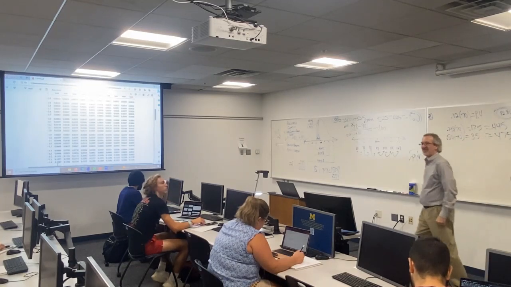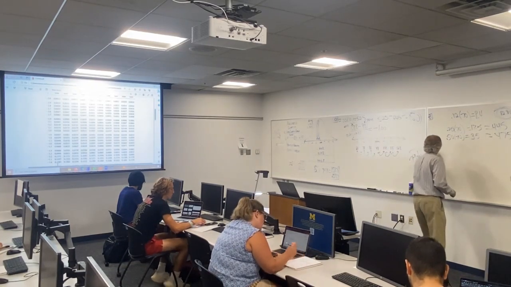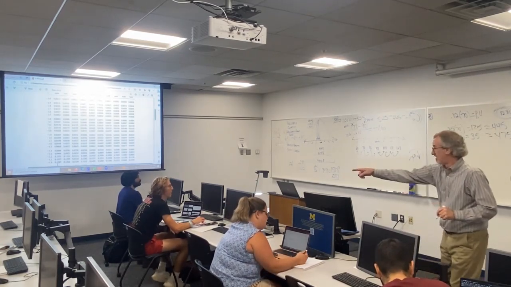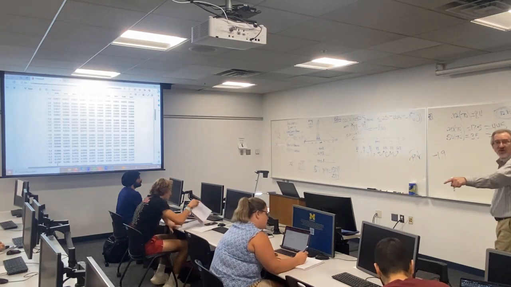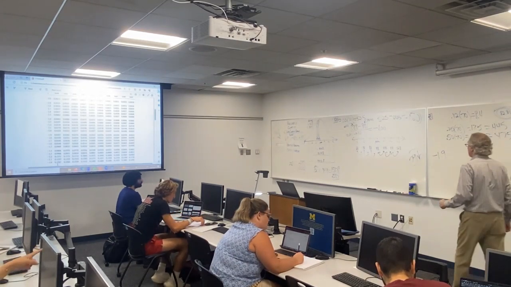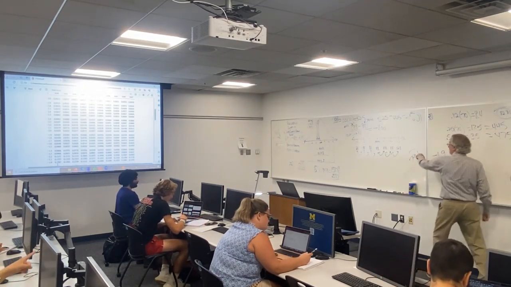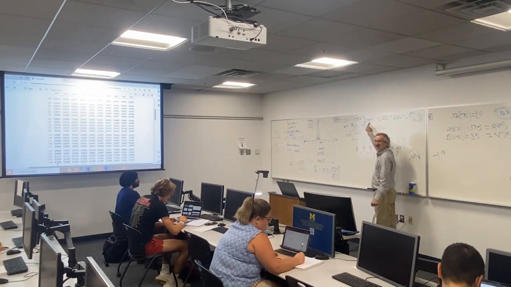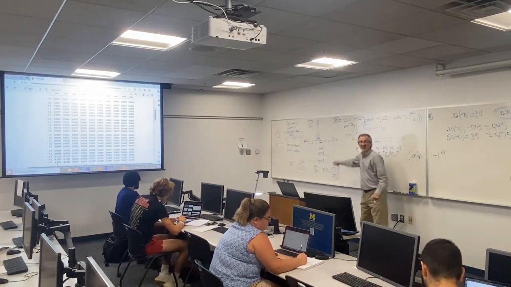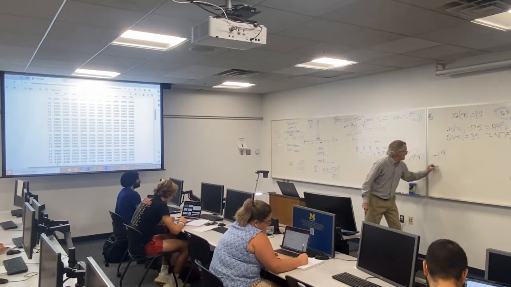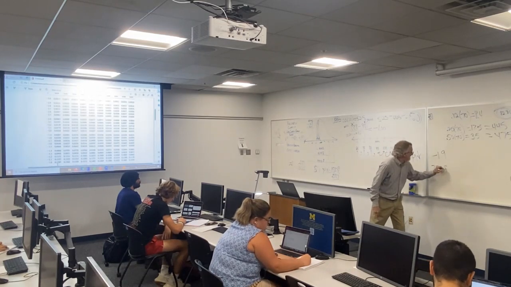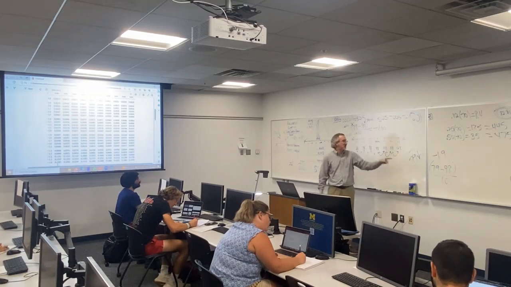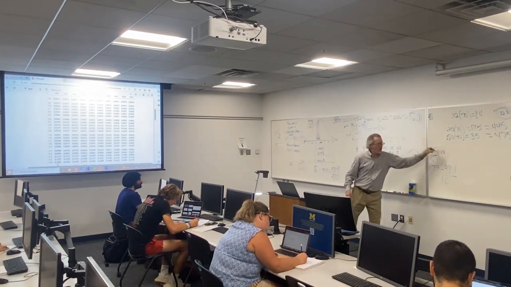Negative 1.9. I hear negative 1.9. Anyone else get that or a different one? Negative 1.9. Let's talk about how they got it. The formula says, whatever you're being asked about, minus the mean in parentheses, divided by the standard deviation. So we're being asked about 79 minus the mean, 98, divided by 10, with parentheses around that subtraction because that has to be done first, equals negative 1.9.